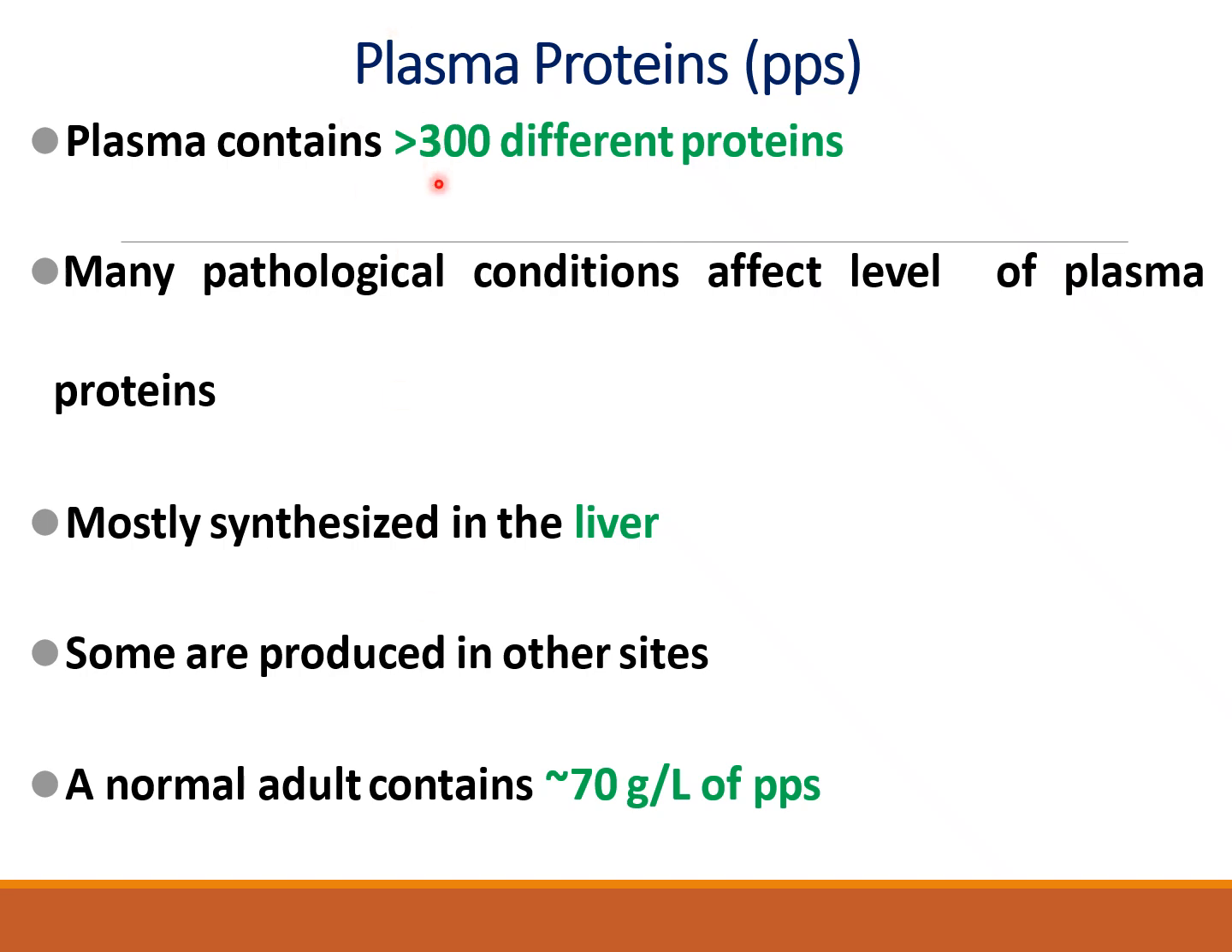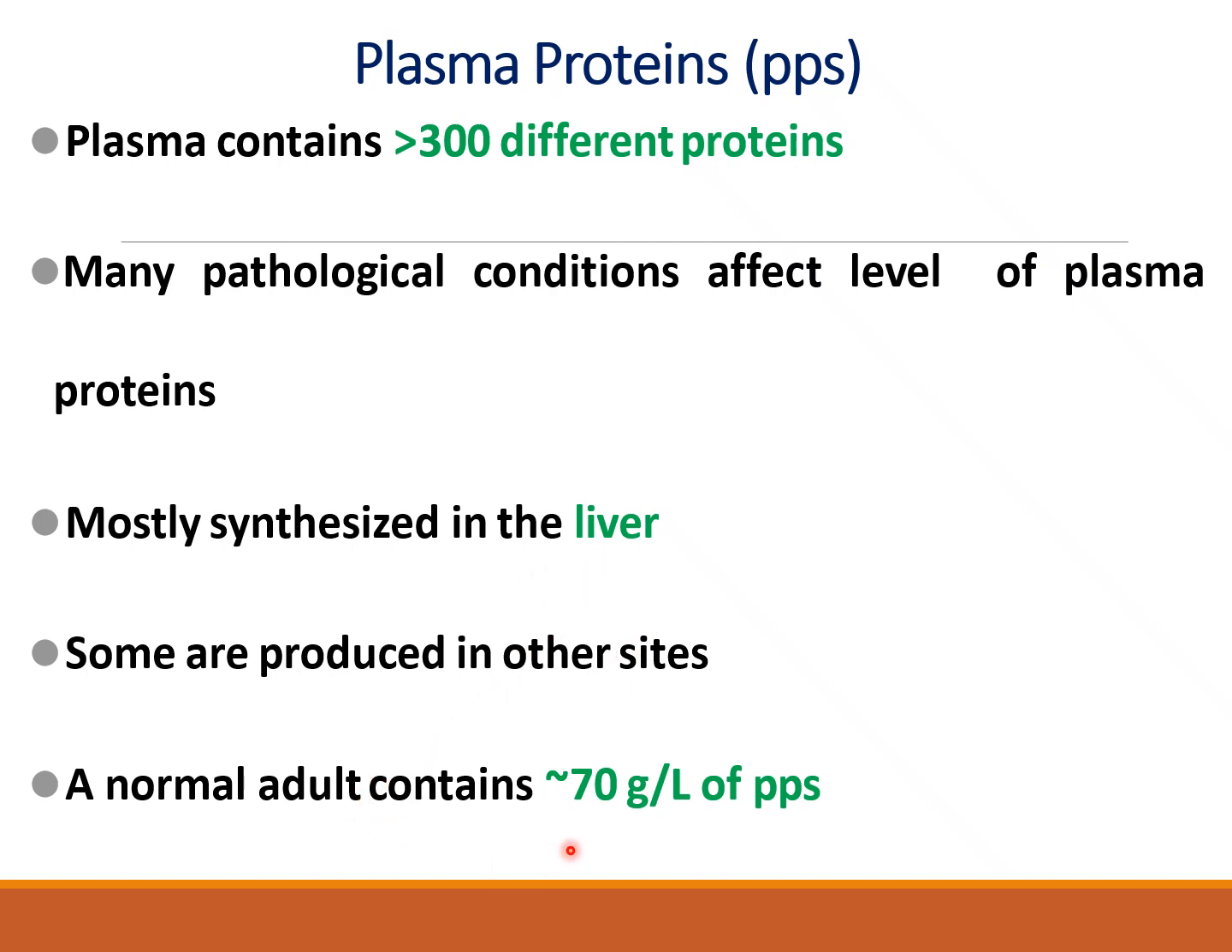Plasma contains more than 300 different proteins, and many pathological conditions affect the level of plasma proteins. Most of the plasma proteins are synthesized in the liver, except immunoglobulin. All plasma proteins except immunoglobulin are synthesized in the liver. Another thing I want to tell you: all plasma proteins except albumin are glycoproteins. Some are produced at other sites, for example immunoglobulin, while the others are synthesized in the liver.